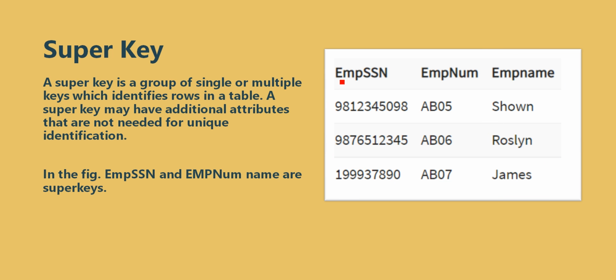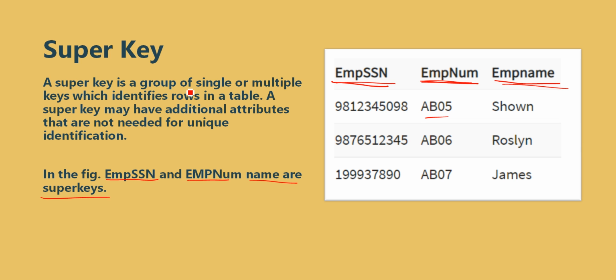Now take this example. We have employee SSN number, employee number and employee name. This is a sample table. We have SSN number, employee number and then the name. In this figure, employee SSN and employee number, name are super keys. Why are these super keys? Let's again read the definition.